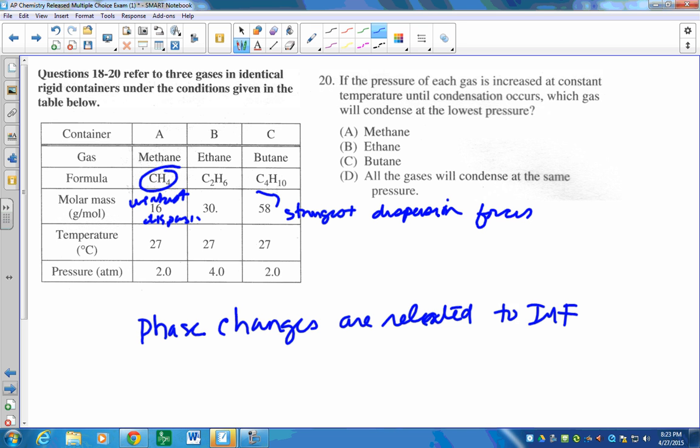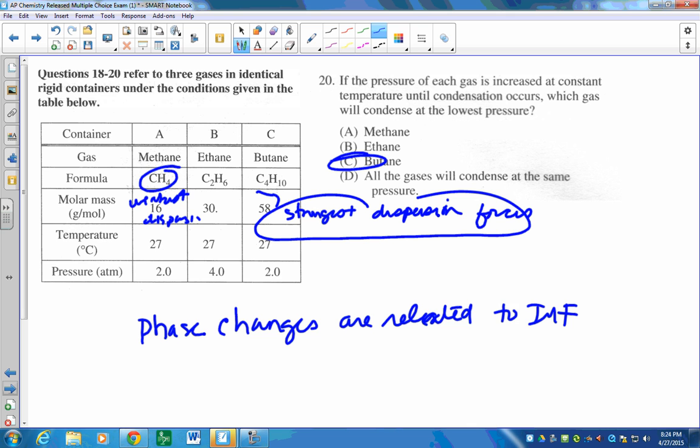Remember now, polarizability just means by chance the electrons are moving around the nucleus at the speed of light, and sometimes there's more on one side than the other. And so when I'm looking at this, the intermolecular forces of butane are the strongest. And when things have strong intermolecular forces, they're attracted to each other and they condense. And so the lowest pressure, meaning which one will condense the easiest, I believe that's butane because it has the strongest dispersion forces. And that is the answer.